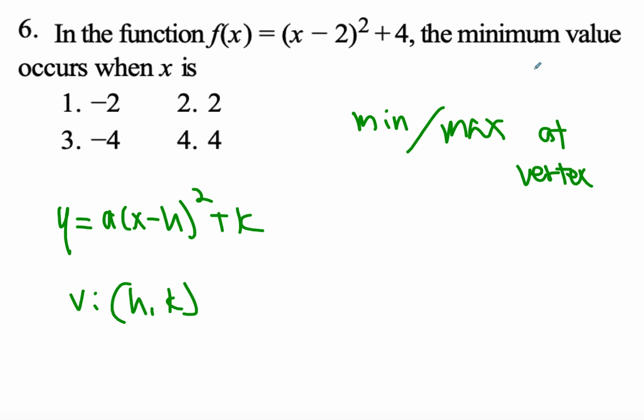We're looking for the x value of the minimum, so I'm looking for the h value. Notice that in front of h there was already a negative sign. So what does h correspond to from here? That's right, h corresponds to 2. So therefore, the x value in this case would have been 2.